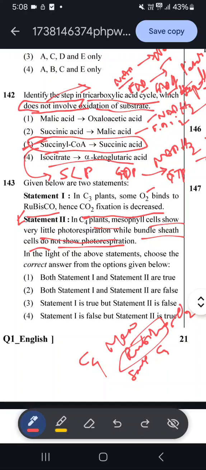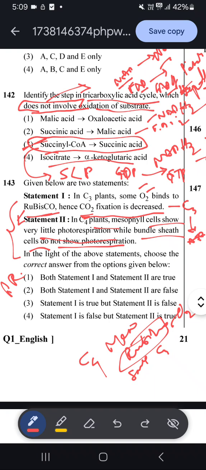Here in C3 plants, some oxygen binds to Rubisco and hence carbon dioxide fixation decreases. So what happens in photorespiration? These are statements related to photorespiration. In C3 plants, oxygen binds to Rubisco. The Rubisco enzyme competes between oxygen and carbon dioxide. In that competition, oxygen binds with Rubisco and photorespiration occurs in C3 plants. So carbon dioxide will not get fixed and ATPs will not be produced, because the C3 cycle will not occur, and instead photorespiration takes place.